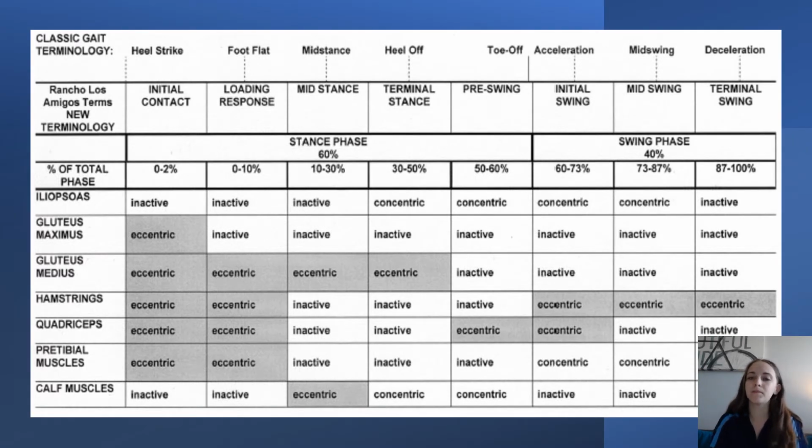And then here I have a really good visual that shows us when muscles are eccentrically contracting, concentrically contracting, or inactive, and it gives you a percentage for how much activation those muscles have in each phase of the gait cycle.